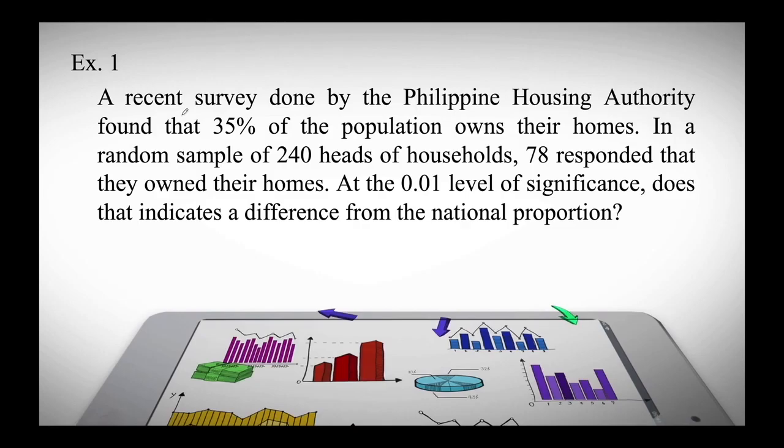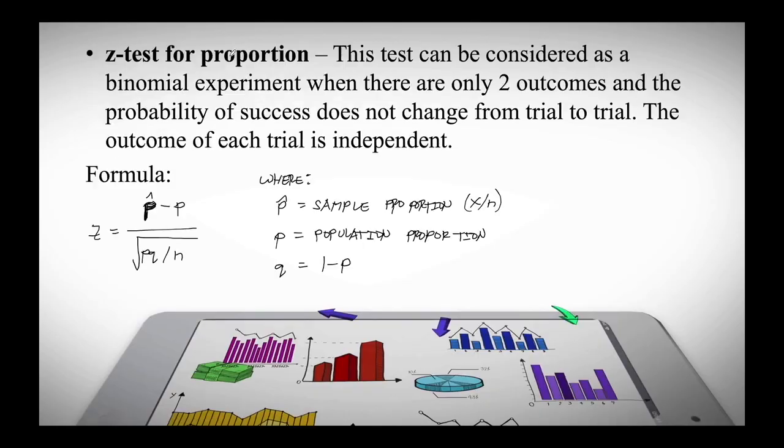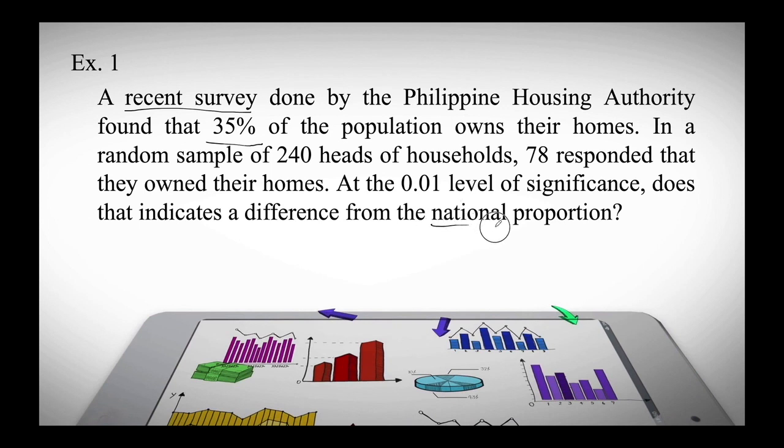Of course, as before, we start our solution by writing the given. First given is this 35%, which is based on the recent survey. Basically, this will be our letter P. Again, P is population proportion. It is already established, and more likely this is the national proportion stated here.